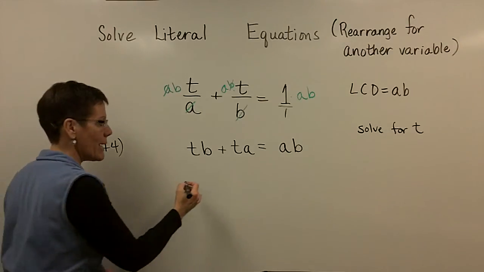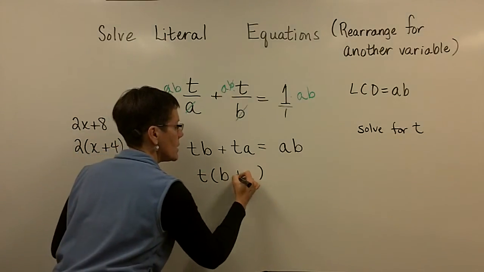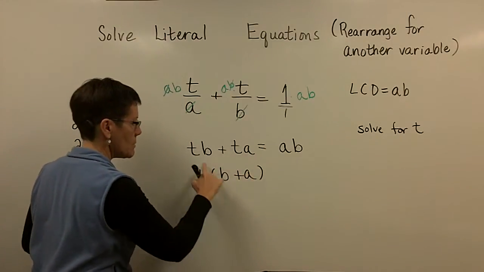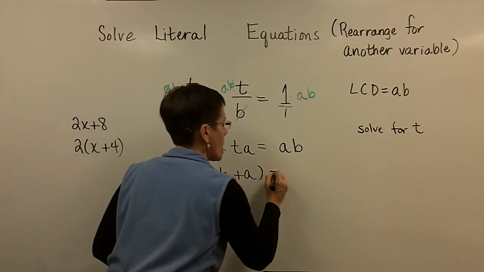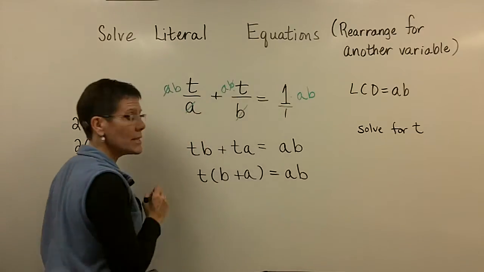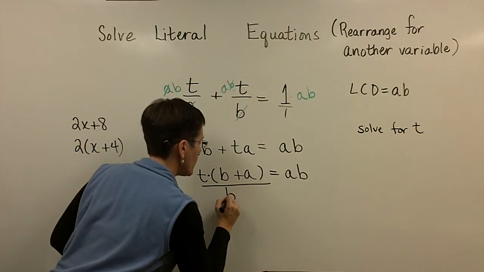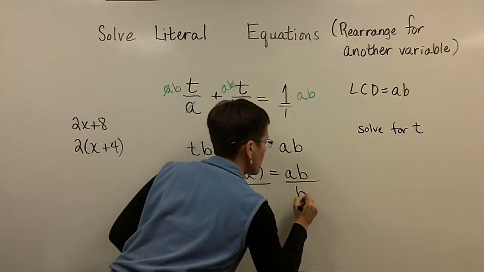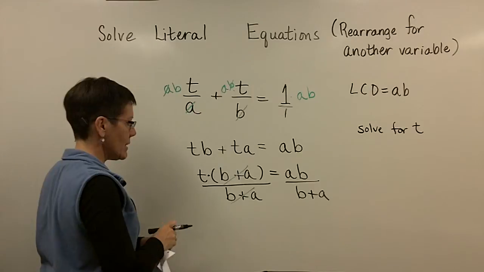In order to get t by itself, I have to factor the t out. And when I do, I'm going to need a b plus a here, because t times b is the tb, and t times a is that ta. And now to get t alone, because it reads t times all of that, I'm going to divide both sides by that b plus a, and I have rearranged this formula for the letter t.